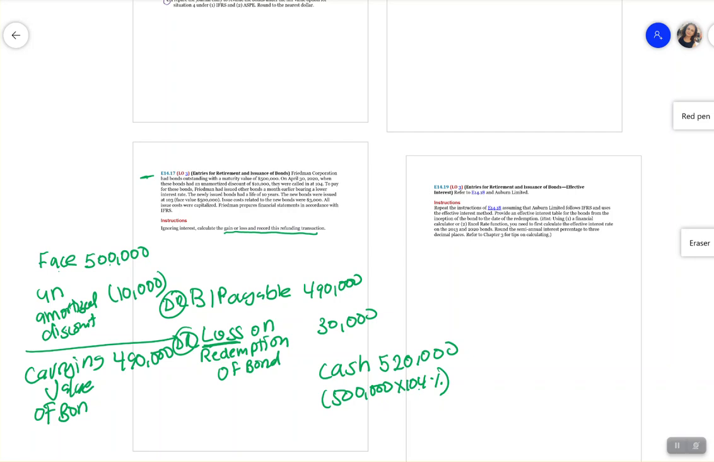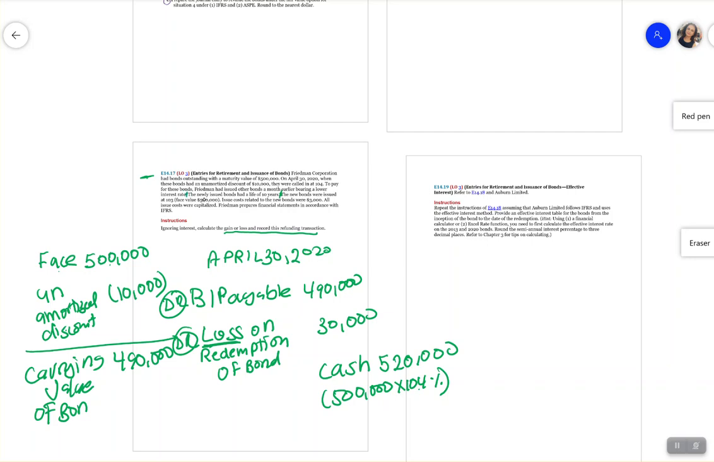The question is asking us to do an entry on April 30th. They said to do all the transactions, so we have to do all the transactions. This will be my transaction on April 30th, 2020. What they did is they retired one bond and they issued a new bond. So if they issued a new bond, what happens to the new bond?